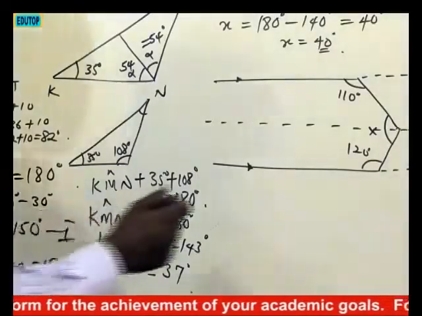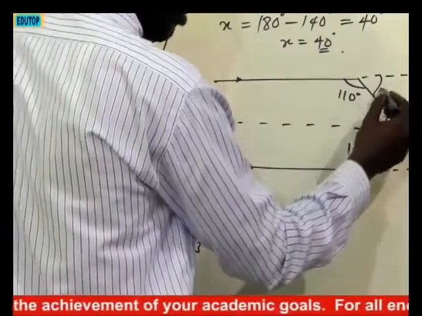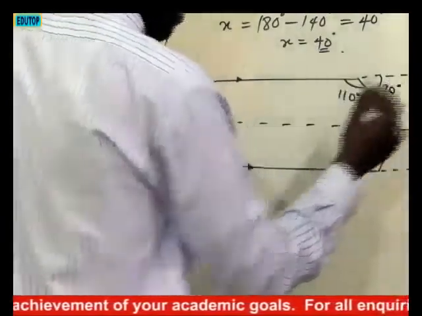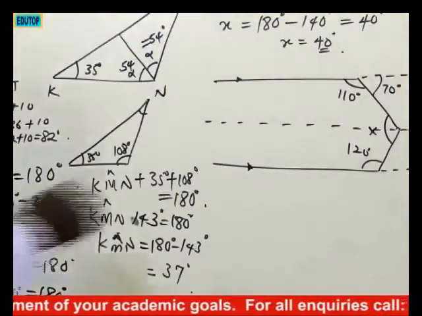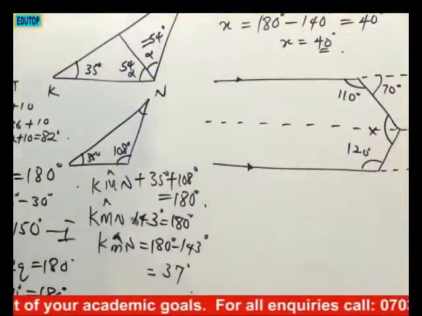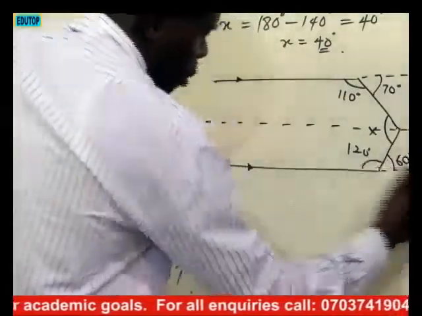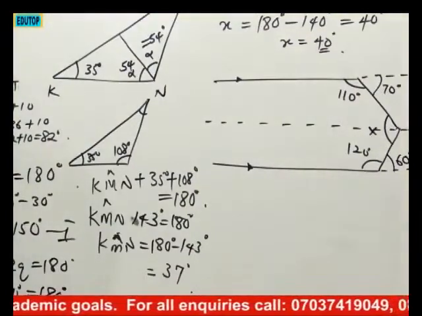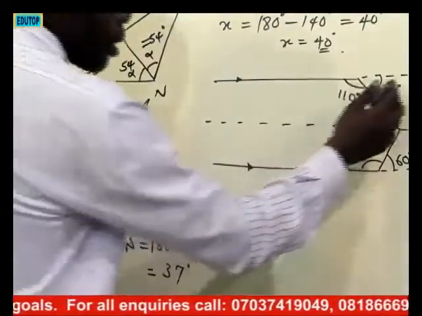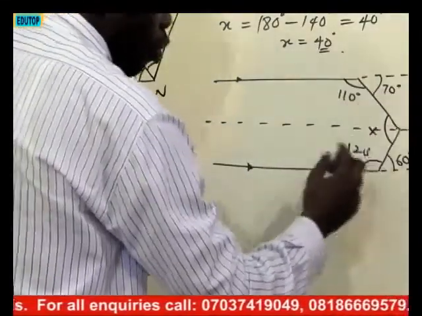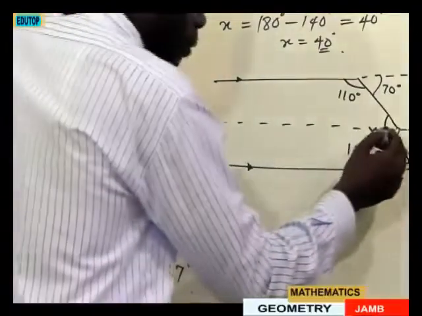Now let's see, if this is a straight line and this place is 110, automatically this place will be what? 70 degrees, because the sum of angles formed on a straight line is 180 degrees. So if this is 110, this place will be 70. If this place is 120, this place will be what? 60 degrees. The sum of angles formed on a straight line must be equal to what? 180 degrees. Having done that, if you look at this, this is our z. Look at this, this is another z.